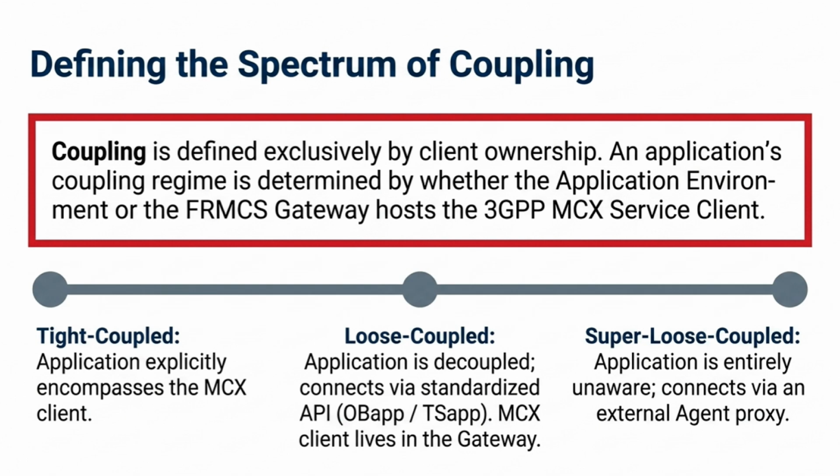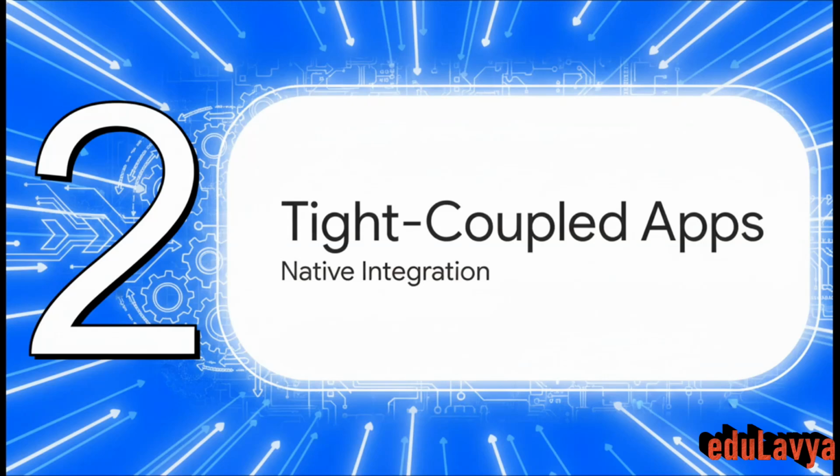If the client is baked right into the application, boom, you have a tight coupling. If it's pulled outside the application and placed inside the gateway, we're looking at a loose coupling. And if the application has literally no idea what FRMCS even is, well, that requires an agent, bringing us to the super loose regime.